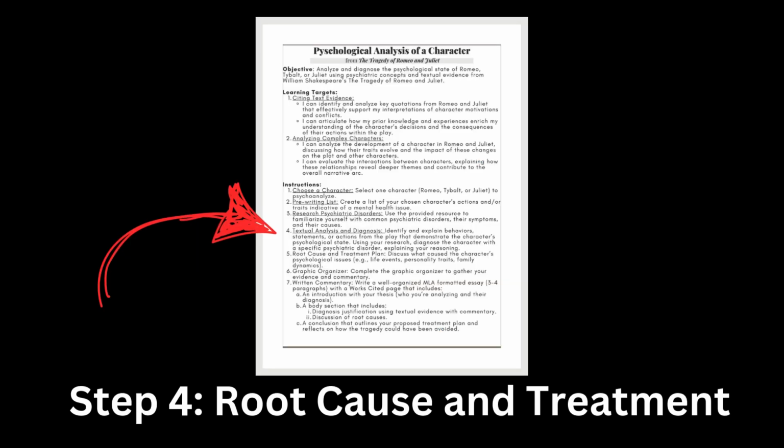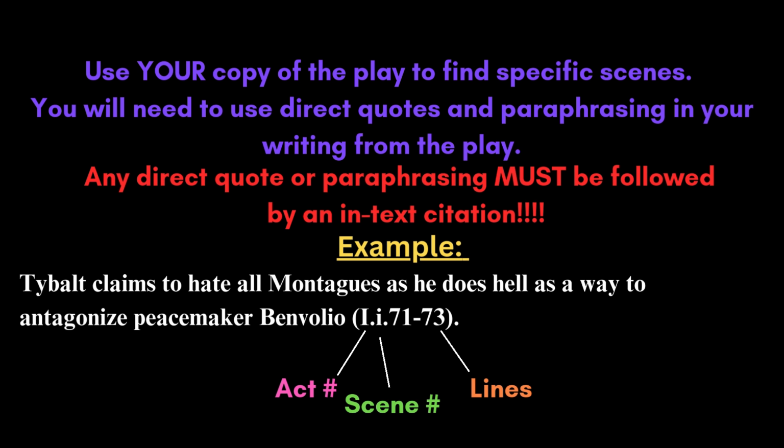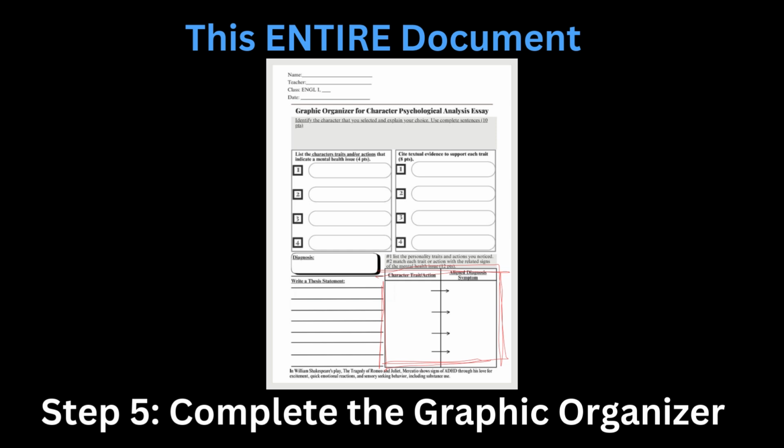Step 4. Root cause and treatment plan. Once you have diagnosed your character, think about what caused their mental health struggles. Was it their upbringing? Family pressure? A traumatic event? You'll discuss these root causes in your paper. Then, imagine you are their psychologist. What kind of treatment plan would you suggest? Could they have been helped? Would therapy or medication have changed the outcome of the play? Think critically.